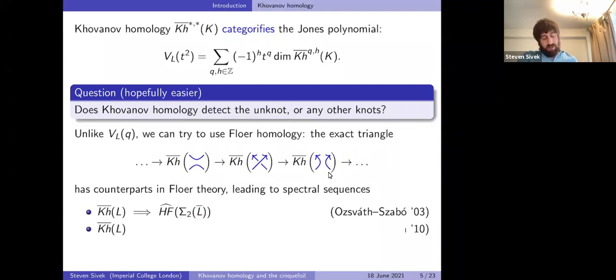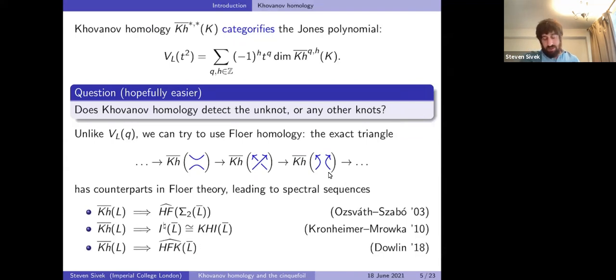Similarly, in about 2010, Kronheimer and Mrowka constructed a homology theory for knots called singular instanton knot homology. And there's a spectral sequence from Khovanov homology to that. That's isomorphic to something more geometric called instanton knot homology. So I just put that in there in case that might be more familiar.